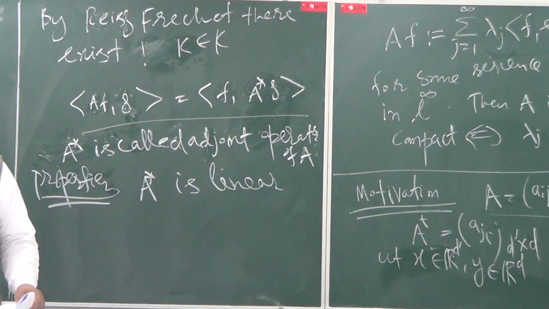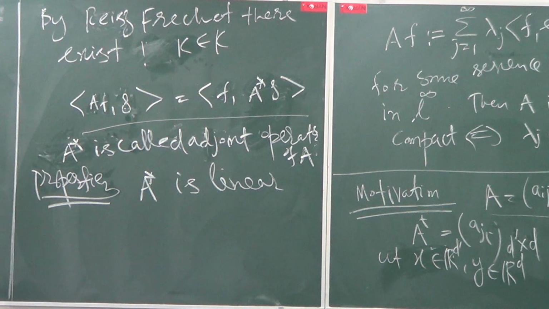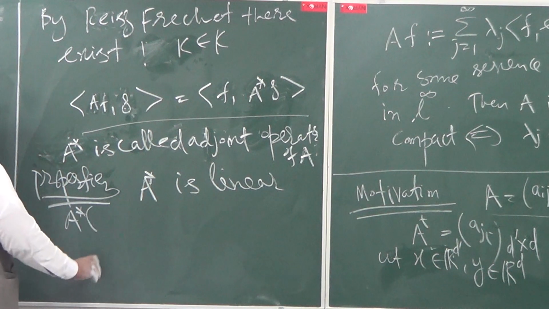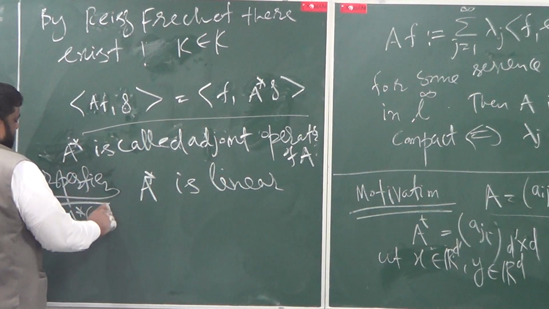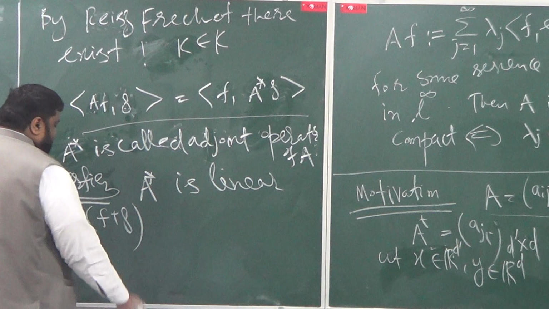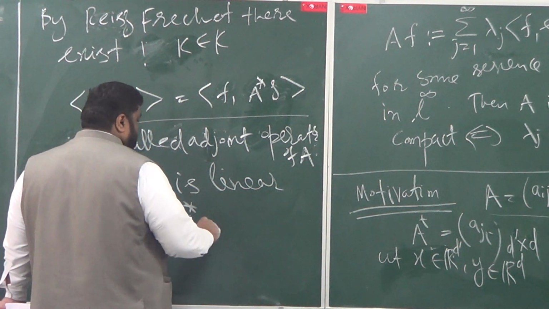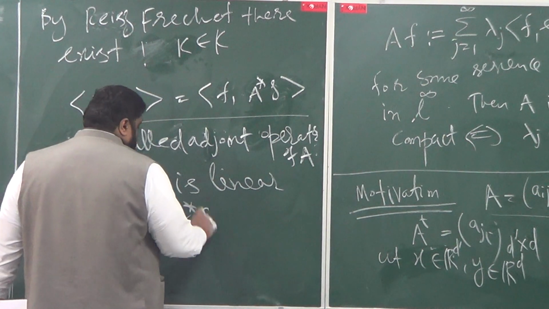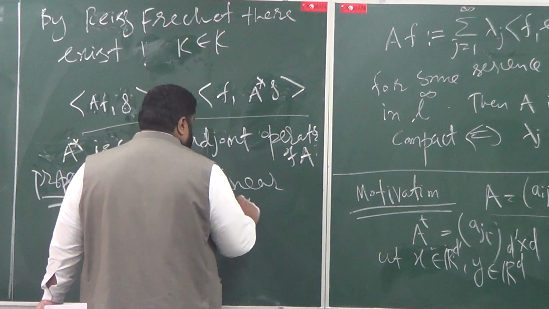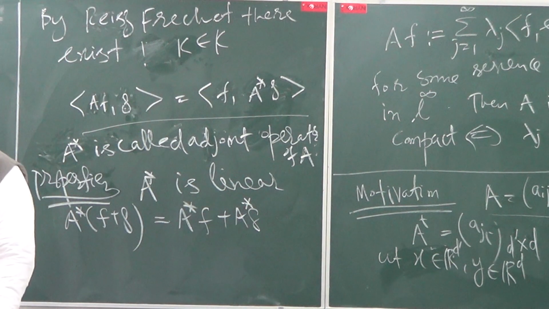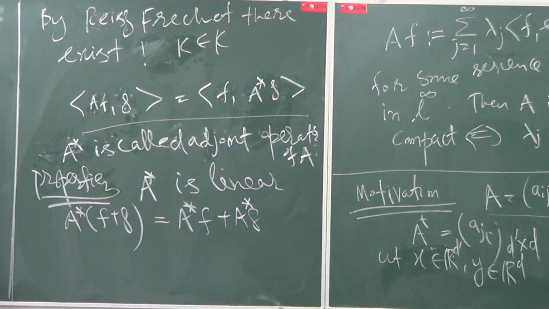It's linear. Why must it be linear? In other words, I would like to show that if I have A star of f plus g, it must be the same as A star of f plus A star of g. So how can I show it?